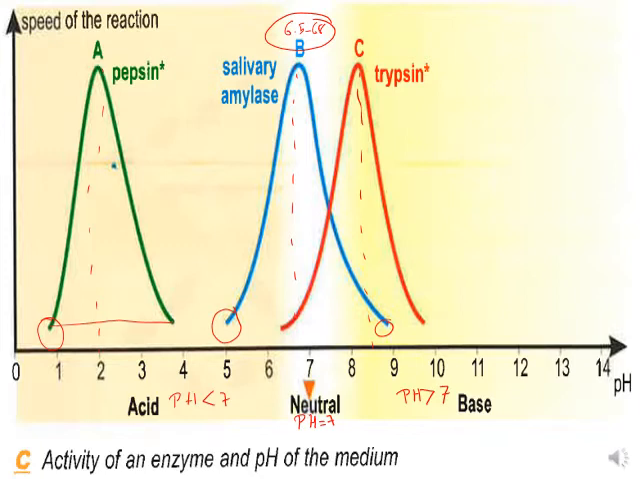While for trypsin, its activity was minimum at a pH of 6.2 or 6.3, and this activity increases to reach its maximum at a pH equal to 8.5, and then as the pH increases, the activity of the trypsin decreases to reach its minimum again at a pH of approximately 9.5.